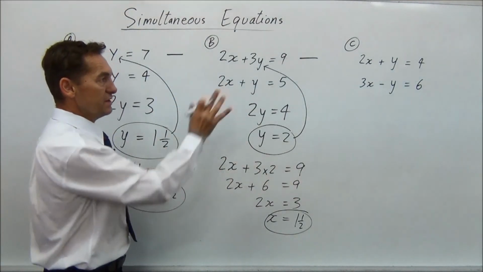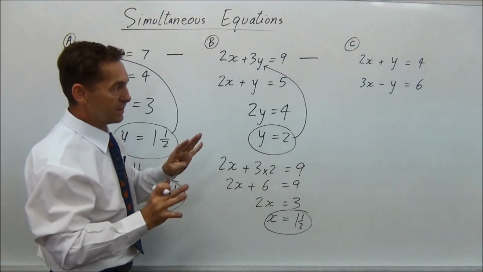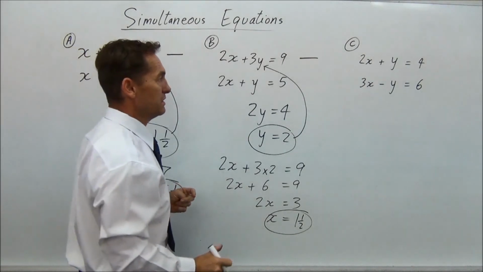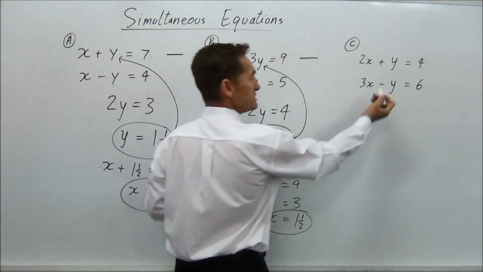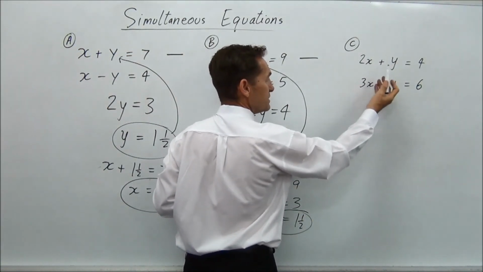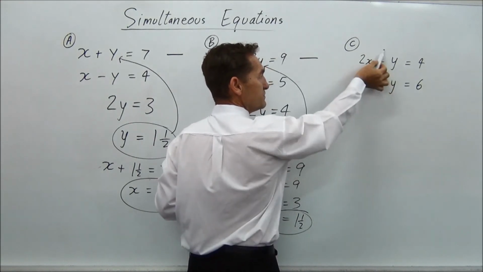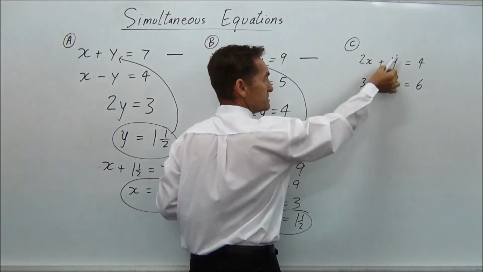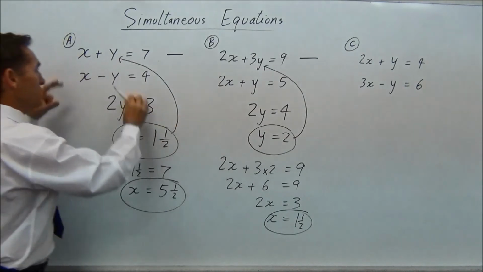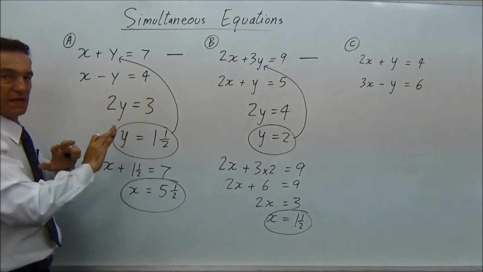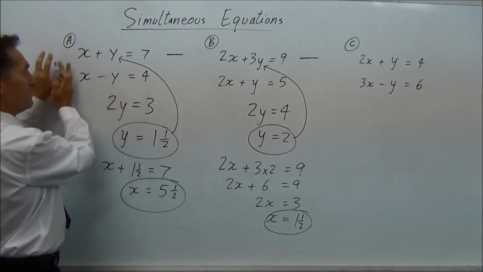Let's do the next one. Now the next one I've set it up so it's a plus. The reason I've set it up as a plus is you've got a plus and a minus, and just to look at it a different way. So if you add these two, it cancels out the y. And your aim in every first step is to cancel something out. Either get rid of the x's.